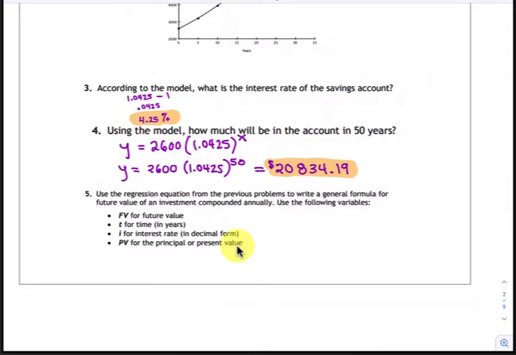So our equation would be this. Future value, which is Y, equals the present value, that's like the 2600, multiplied by (1 plus I), that would be the 1.0425. The I is the interest as a decimal, that would be the 0.0425 part. And that's added to 1. And then it's raised to the power of t, where t is like x. That's the number of years.